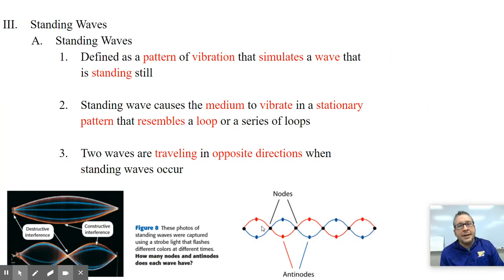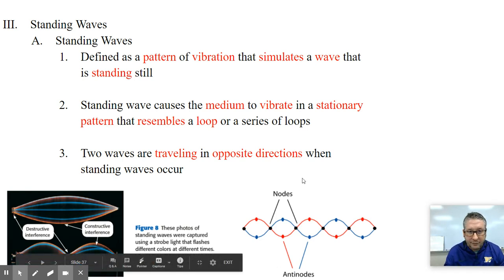We then have standing waves. I told you this whole section was about terminology. Standing waves are defined as a pattern of vibrations that simulates a wave that is standing still. A standing wave causes the medium to vibrate in a stationary pattern that resembles a loop or a series of loops. Two waves are traveling in opposite directions when standing waves occur, much like what we see here. When we have standing waves, we have what are called nodes and antinodes. The nodes are where the two waves meet. The antinodes are when the two waves are at their farthest parts, or the farthest amplitudes away from each other.